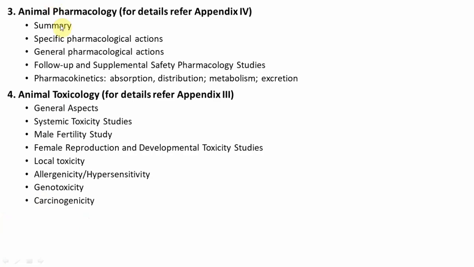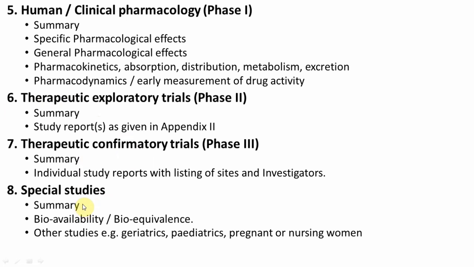Next, the animal pharmacology, it includes the summary, the specific pharmacological actions, general pharmacological actions, follow-up and supplemental safety pharmacology studies, pharmacokinetics, which includes ADME, that is A for absorption, D for distribution, M for metabolism, and E for excretion. Fourth, animal toxicology. It includes general aspects, systemic toxicity studies, male fertility study, female reproduction and developmental toxicity study, local toxicity, then genotoxicity, carcinogenicity, human or clinical pharmacology, that is phase 1.